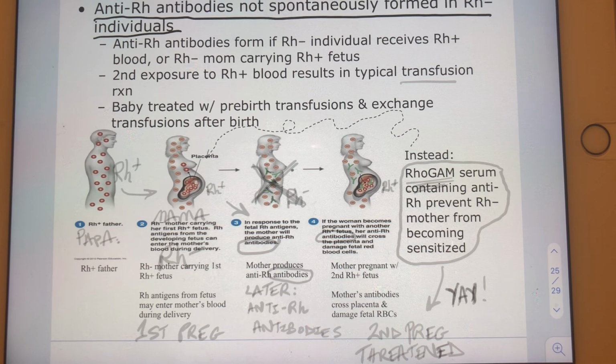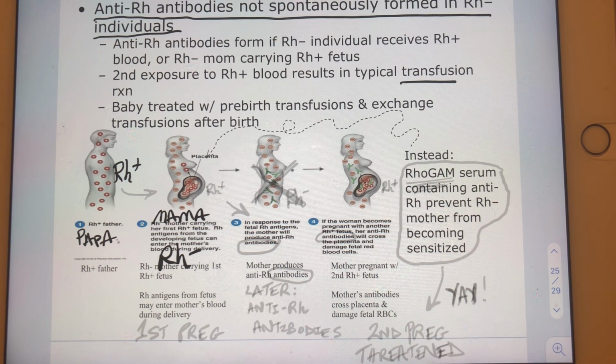Okay, how might someone be exposed? Well, they might be exposed via transfusion. They might be exposed via pregnancy. Well, really, delivery. Okay, so we're going to use this image to help us along. Here's a papa, and it just so happens that this papa is Rh positive. Okay, and here's a mama, and it just so happens that this mama is Rh negative, and of course we mean RHD.